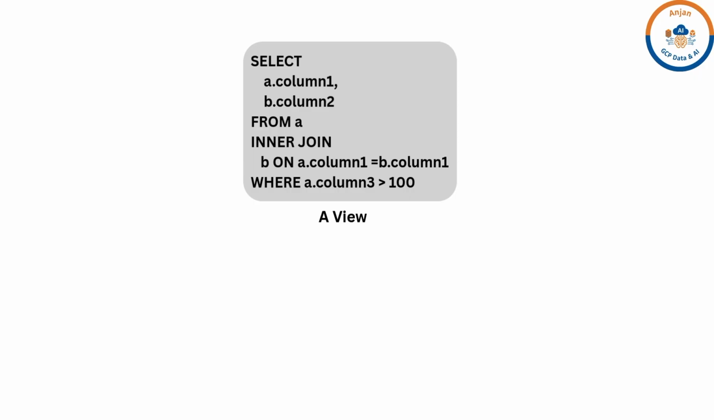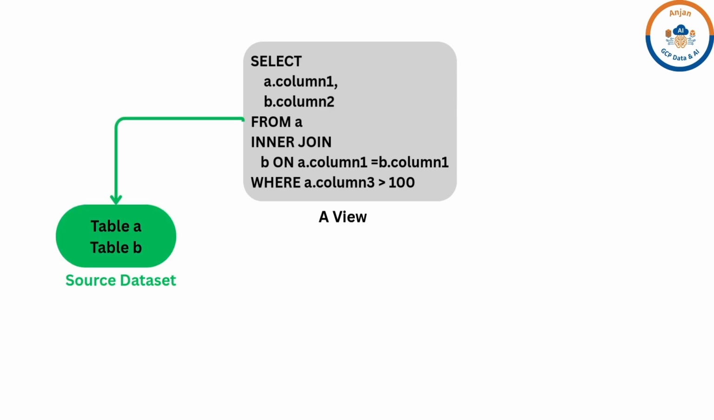Let's quickly define the underlying object, a view. A standard BigQuery view is simply a saved SQL query. It's a virtual table that queries one or more source tables based on filters or business logic without storing any of the physical data itself.